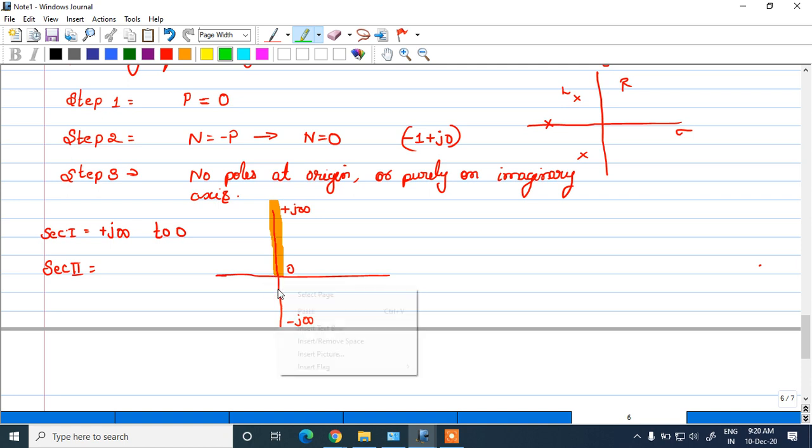So it will be 0 to minus j infinity. So in the previous problem I had a pole at origin, so what I have done, I had bypassed with plus 0 and minus 0. So here in this problem I don't have any pole at the origin or on the imaginary axis.